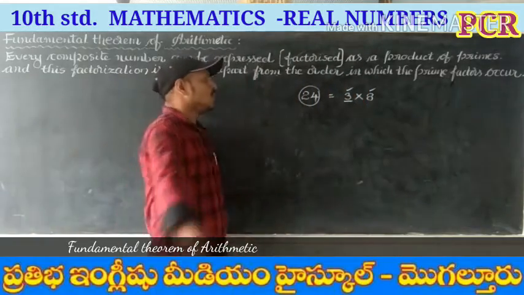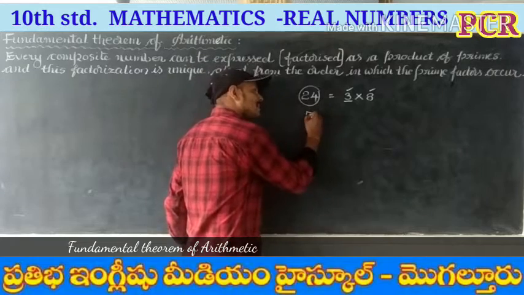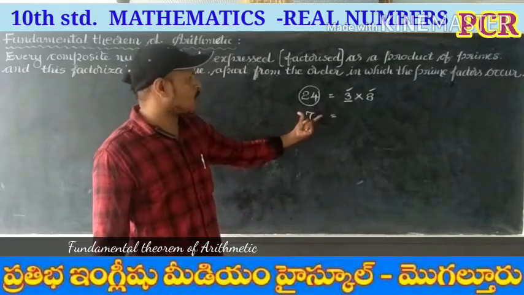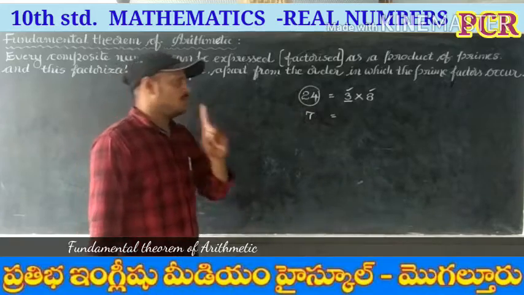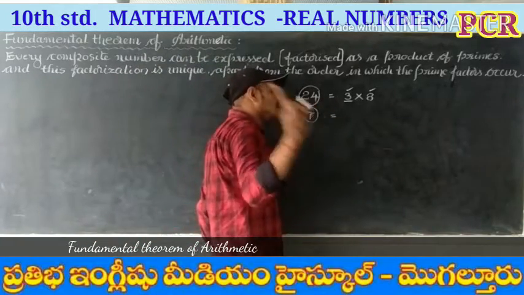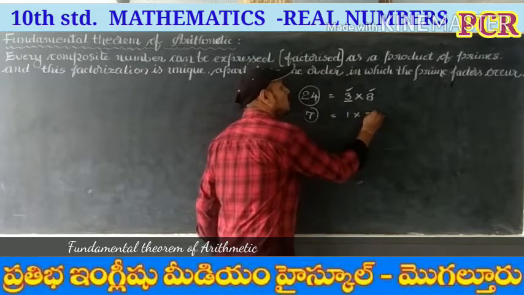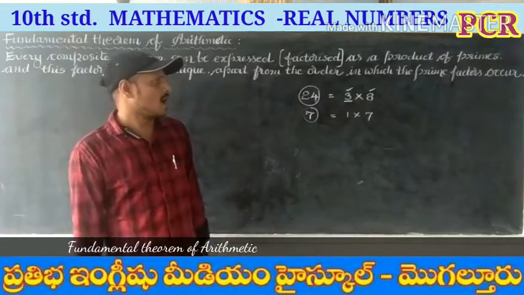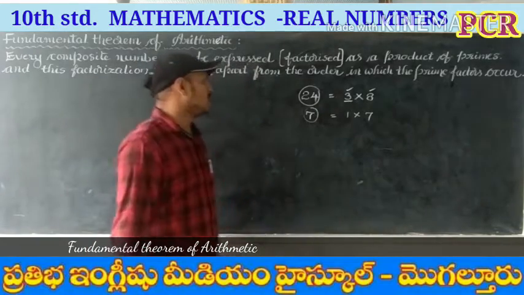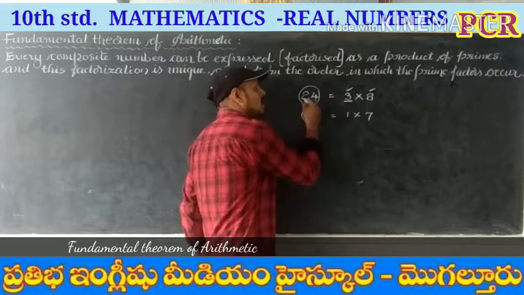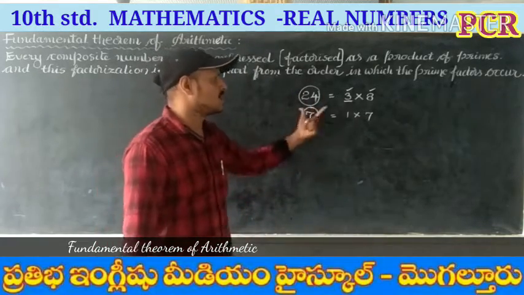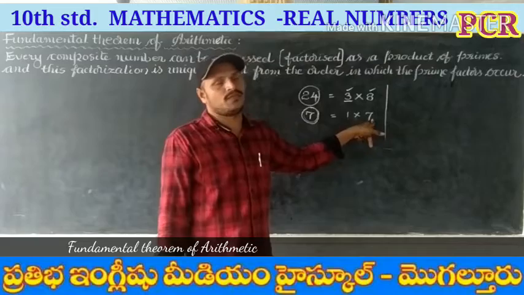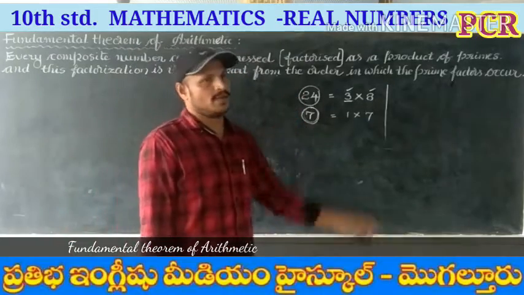And you know some numbers, something like 7. Can we write 7 as the product of any two numbers? Yes, we can write 7 only in one way, that is 1 into 7. We can't write it in any other way. That's why these numbers are called prime numbers. That means the numbers having 1 and itself as the only factors are called prime numbers.